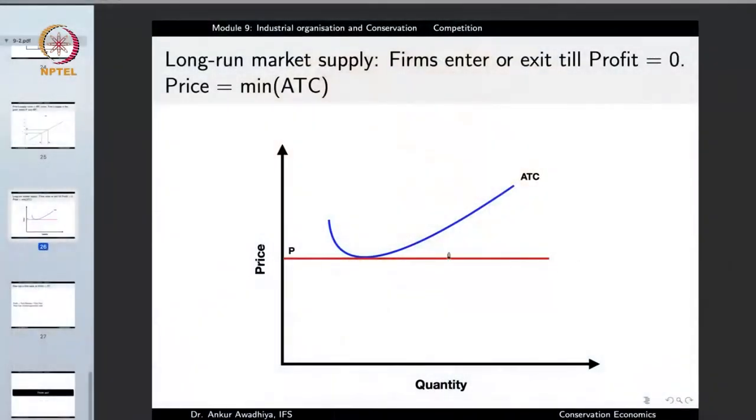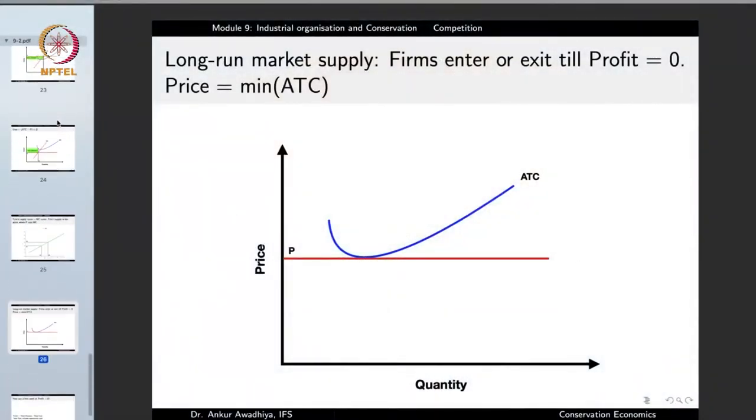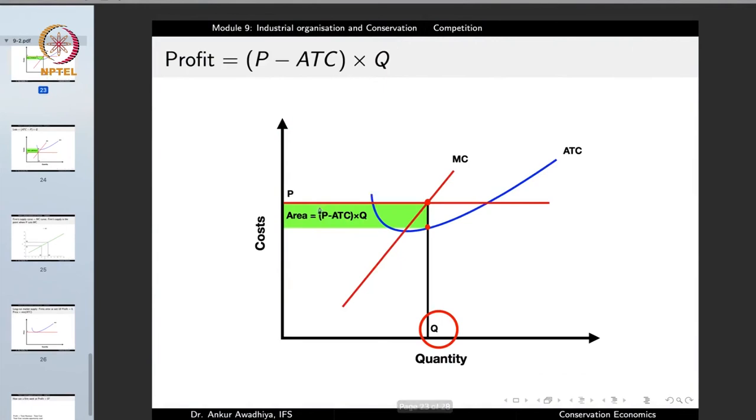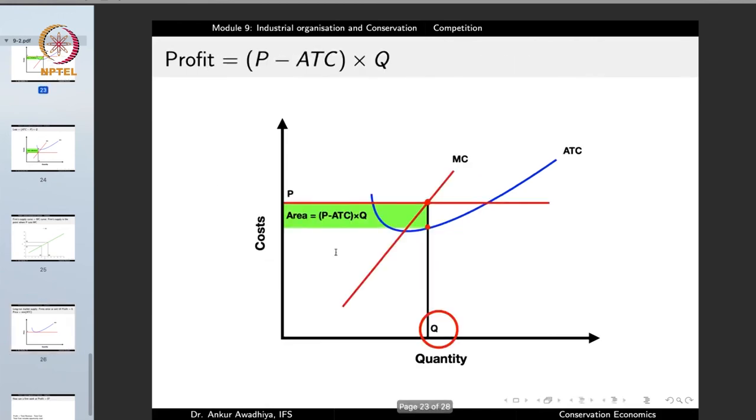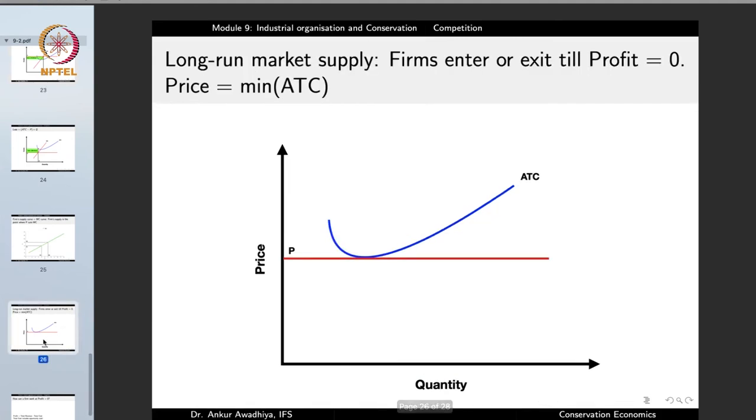Now the question arises, at this price point, the profit of the firm is zero because the profit is given by P minus ATC into Q. Now in this case, when P is equal to ATC, then P minus ATC is equal to zero. So zero into Q is also equal to zero. So the firm is not earning any profit, but still it is supplying.